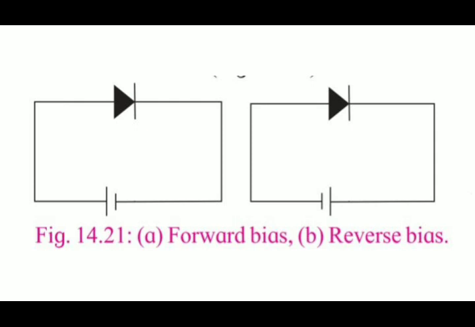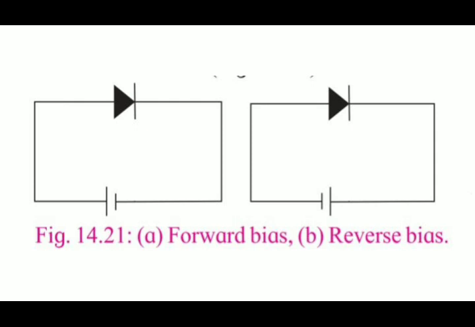Carriers find it easy to cross the junction in forward bias and contribute towards current for two reasons. First, the barrier width is reduced, and second, they are pushed toward the junction and gain extra energy to cross it. The current through the diode in forward bias is therefore large, of the order of a few milliamperes, that is 10 raised to minus 3 ampere, for a typical diode.